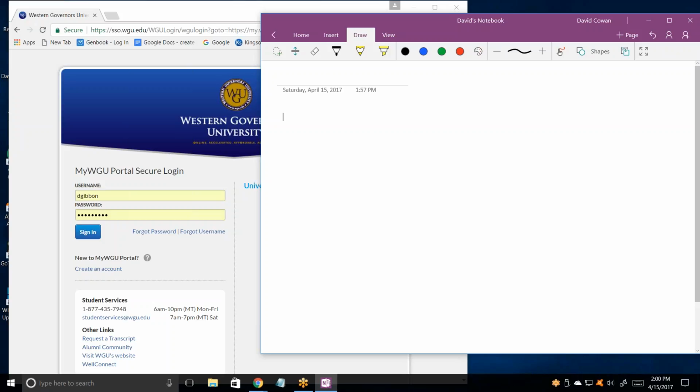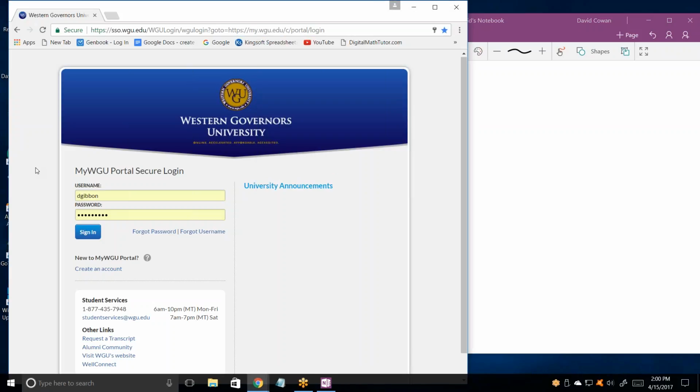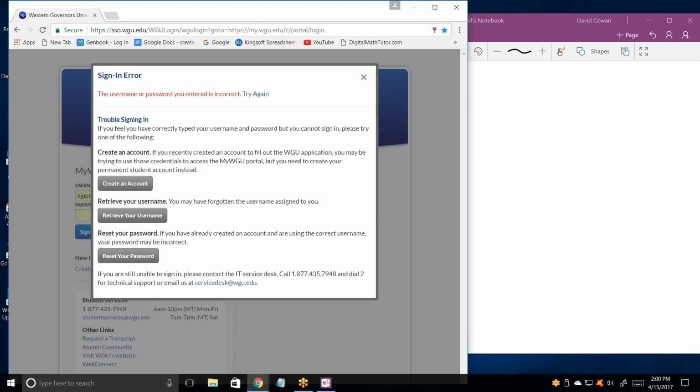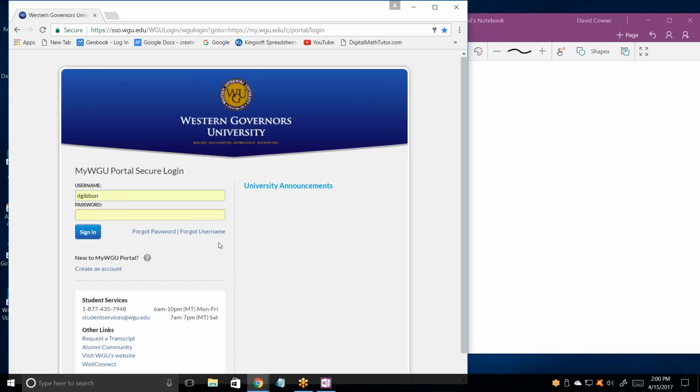All right, let me, are you out of Western Governors University? Let me sign in. Sign in error. Sometimes you have to type it in. Okay, and it's D. Gibbon? No, it's capital D, A, Z, Z, A, 5940. 5940. That it? Yep.